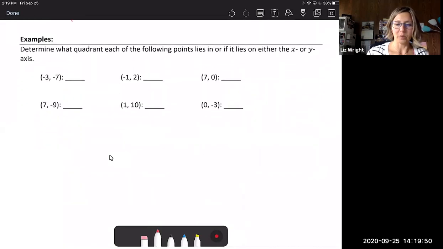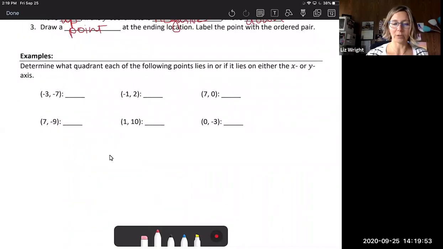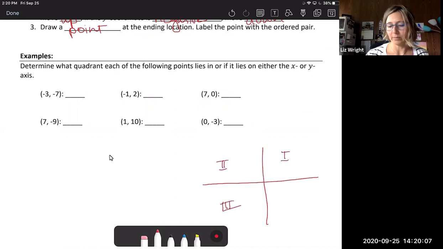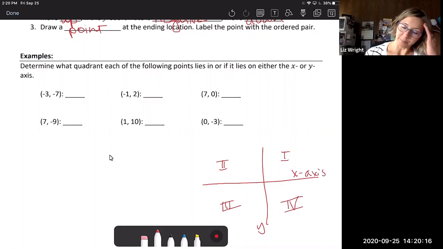Our examples down here say determine what quadrant each of the following points lies in, or if it lies on either the x or the y axis. I would recommend drawing yourself a little postage stamp graph, and let's put our quadrants back on here. This is our y and this is our x axis. So -3, -7: starting at the origin, I go left 1, 2, 3, and down 7. So -3, -7 will be somewhere here. That's going to be the third quadrant.